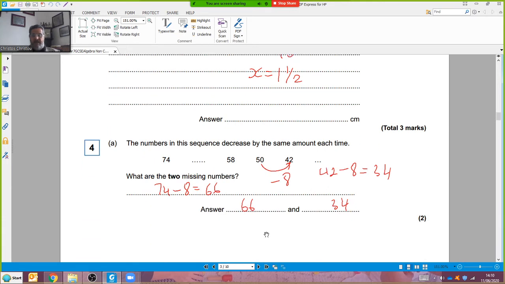This was very well done. This is a bit of a gap, so avoid that, it's scary. But I can see it goes down by 8s. So 42 take away 8 will give you 34. In the same way, 74 take away 8 will give you 66. I think everyone got that right.